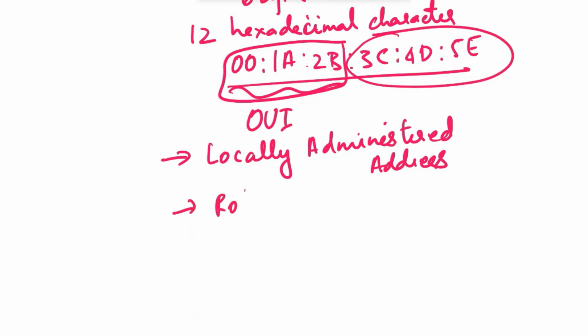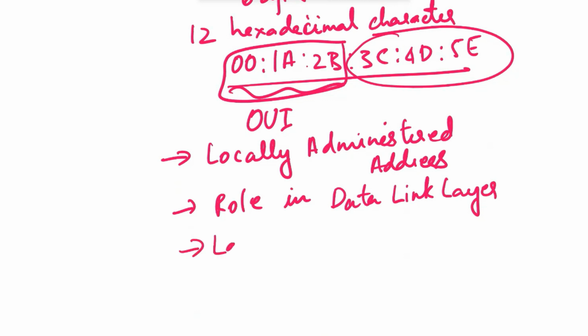Next one, role in the data link layer. MAC addresses are used by network devices such as switches and network interface cards to determine how to forward data frames within a local network segment. When a device wants to send data to another device within the same local network, it uses the MAC address of the destination device to ensure that the data reaches the correct destination.